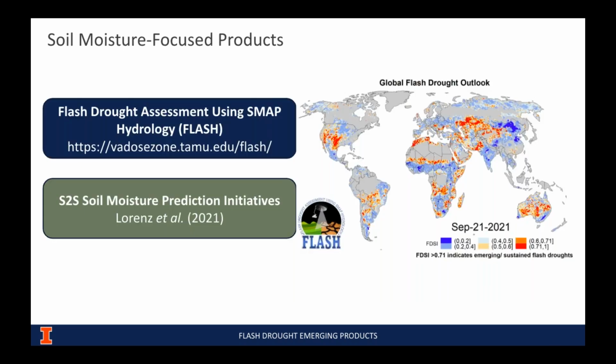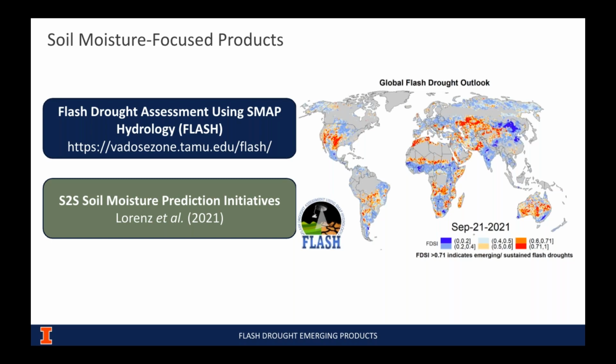Some up and coming products: soil moisture based flash drought monitoring has been lacking other types of data like evaporative demand and precipitation, and for good reasons, all the complexities that I just talked about with soil moisture. But there are some up and coming products. I think Brad and Gwen hit on some with CPC. I also wanted to highlight the Flash Drought Assessment using SMAP Hydrology, which is based on the Vadose Zone group there at Texas A&M. I showed an image here of recent conditions, and this is using SMAP information at a global extent to try to indicate where there may be areas that are going into flash drought or coming out of flash drought. It's a really novel tool that I think has good front end development. So that's one to check out as well.